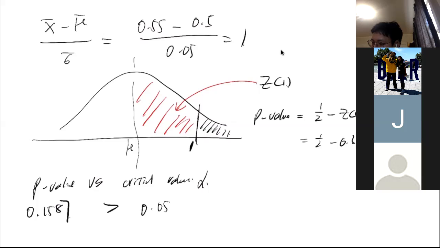Just to remind you of the idea of the p-value being greater than the critical value alpha: my p-value is around here, and my critical value alpha is somewhere here. The blue region is the rejection zone, but my p-value doesn't lie in the rejection zone, so we can't reject our null hypothesis.